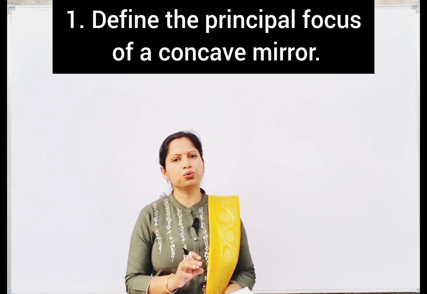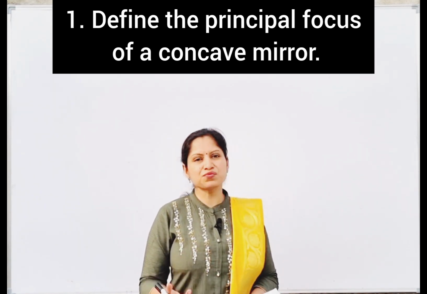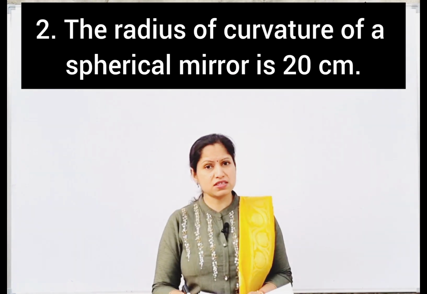This definition will hold true for a mirror as well as for a lens, because at the end of the chapter when you are performing a test, your answers should include the concept based on mirrors as well as lenses. Question number 2, it's very easy. Radius of curvature of a spherical mirror is 20 centimeter. What is its focal length?